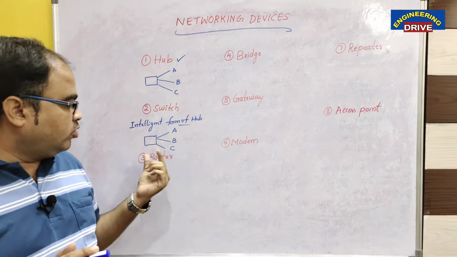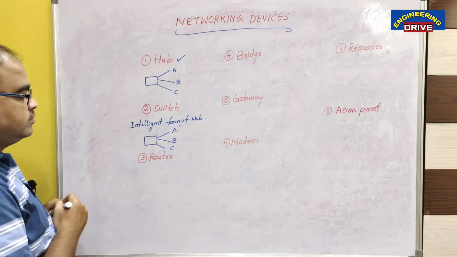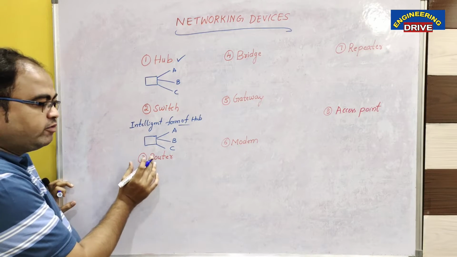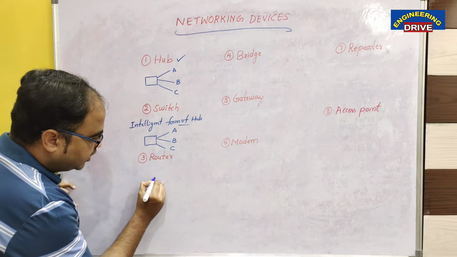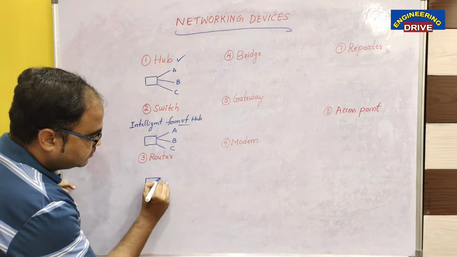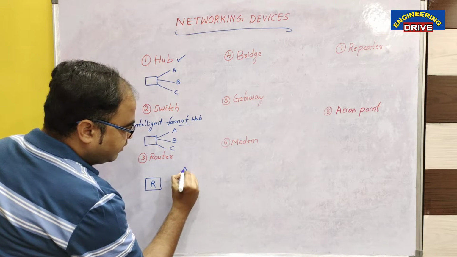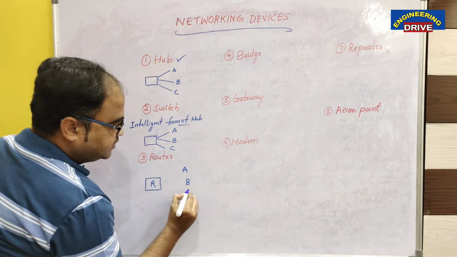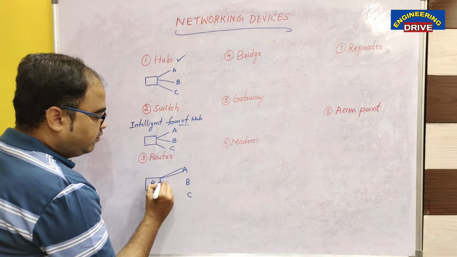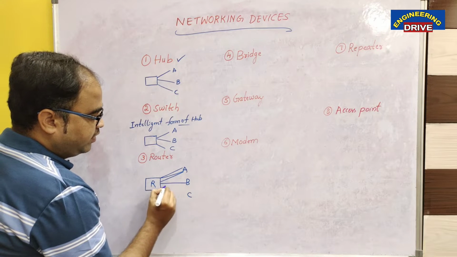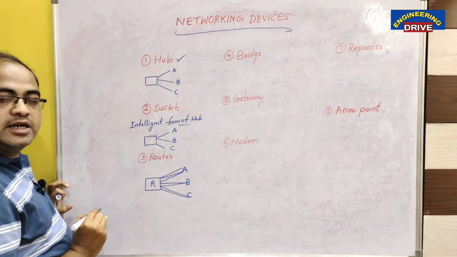Is it okay? Now, one more advanced form of switch is the router. So what is a router and what is the job of a router here? Let me tell you. Let us say this is a router, and these are the devices A, B and C. Let us say for device A, there are multiple ways to transmit the data, and for device B also multiple ways are there, and for device C also multiple ways are there.